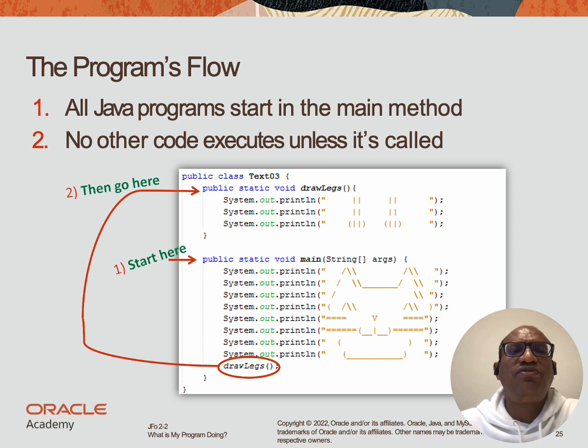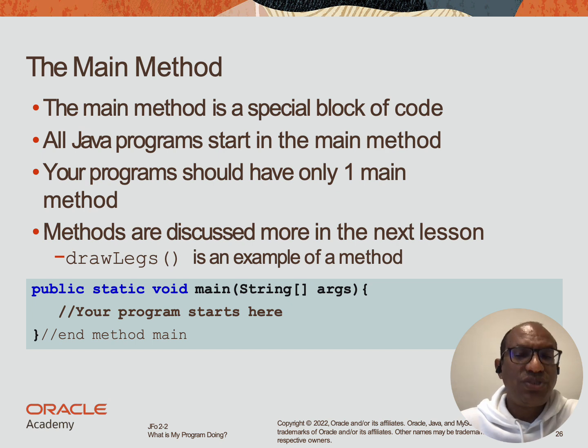The main method is the heart of every Java program. Nothing else runs unless it is called from here. You'll explore more about methods in the next lesson. Just to reiterate, your program starts in the main. Only one main method is allowed, and it's where all execution begins.